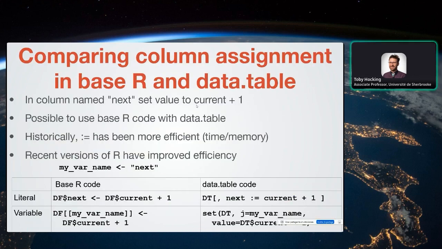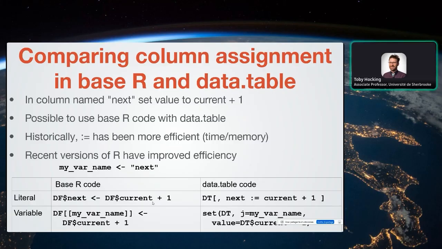So in base R, to create new columns, we typically use either the dollar or the double square brackets operator. We call this version with a dollar the literal name specification, because you actually have to type that name next to the dollar sign. Whereas with the double square brackets in R, you can provide the new name as a variable. Here it's a variable with a string value, next, so the new column name will be called next.